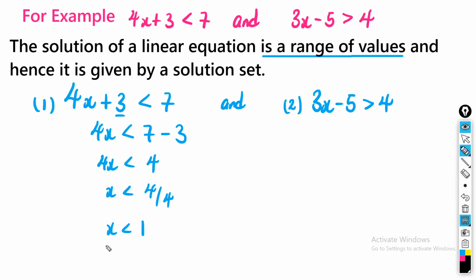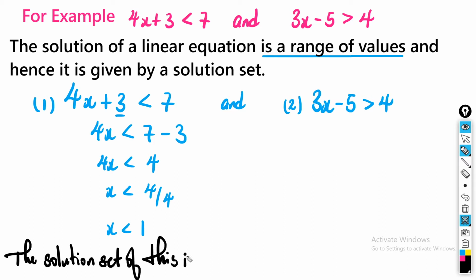So we're going to write here the solution set of this inequation is x such that x is less than 1. And this is actually the solution set for the inequation. This is what you see here, and that's the answer.